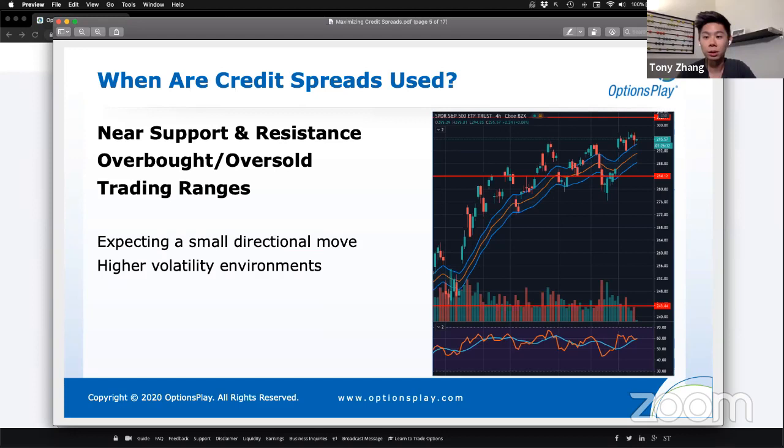So people will say that it's time to sell vol when IV rank or IV percentile is high, and then buy vol when IV rank is low. Now, generally speaking, that is true.